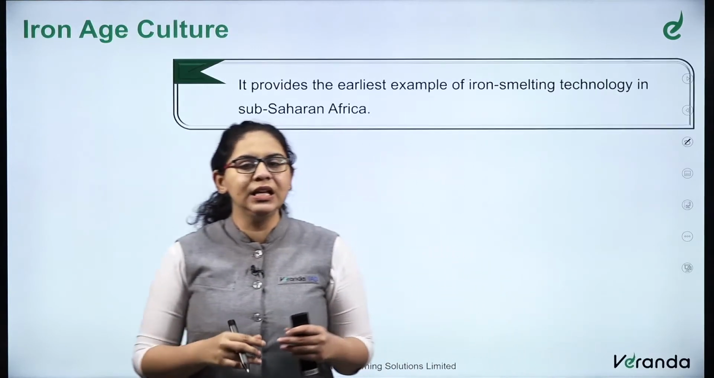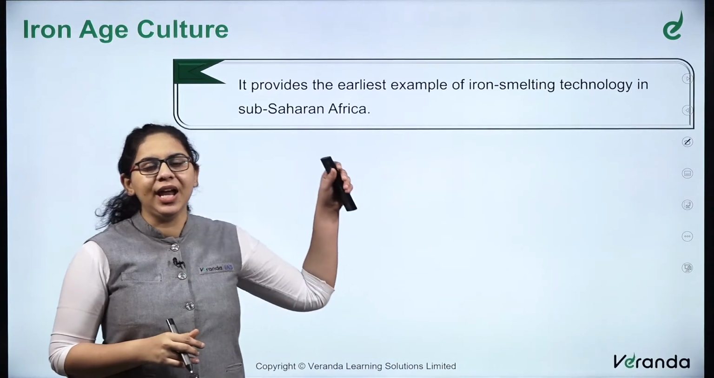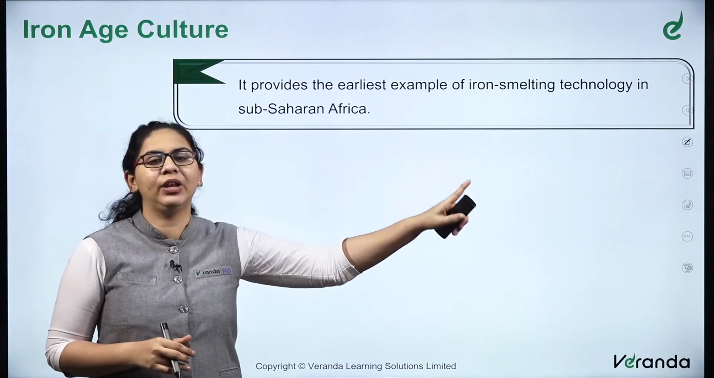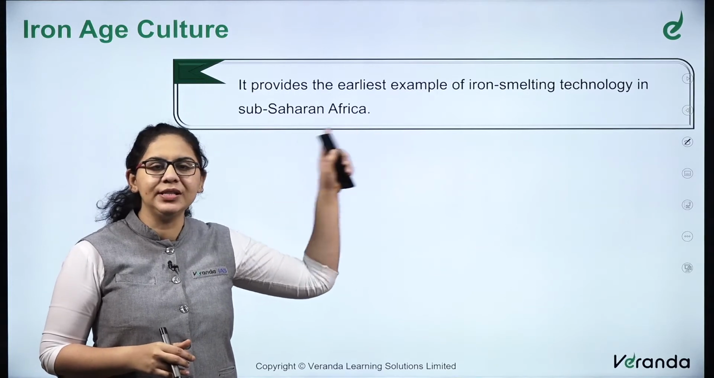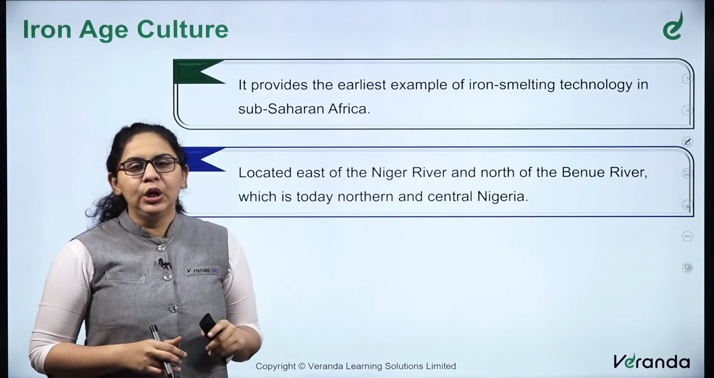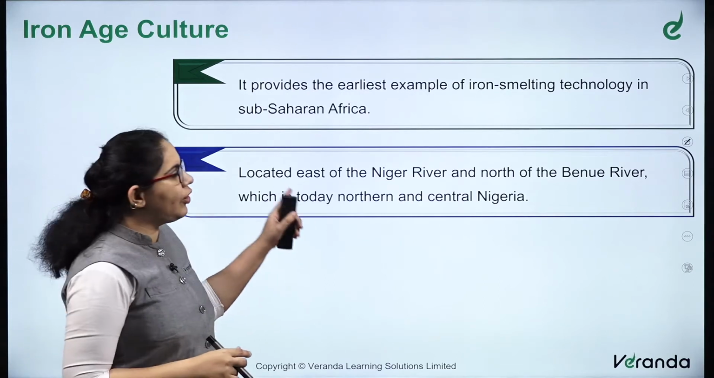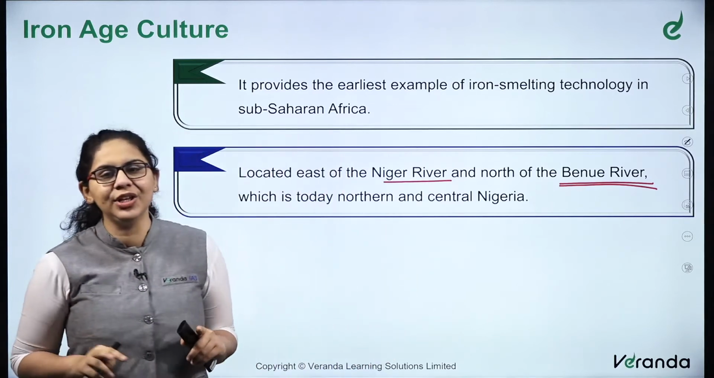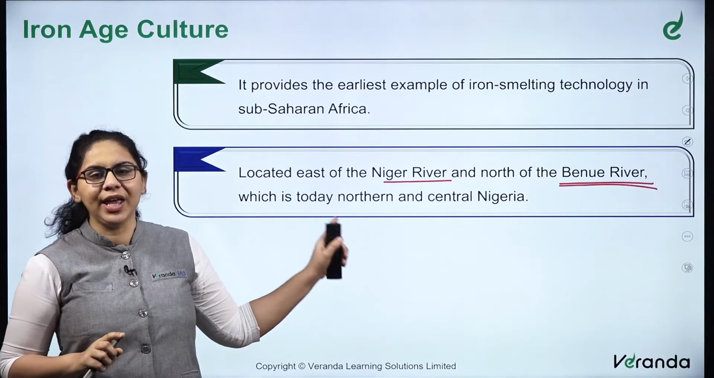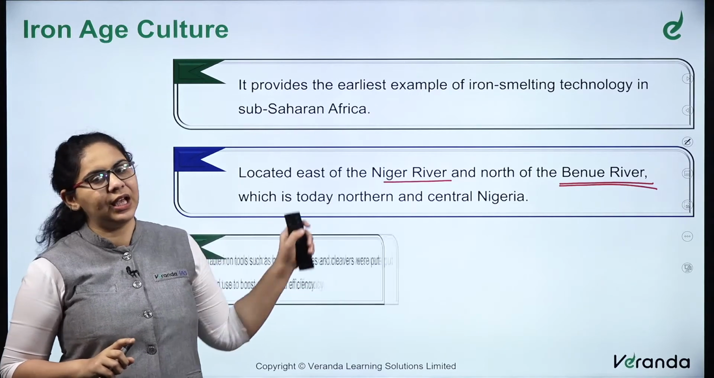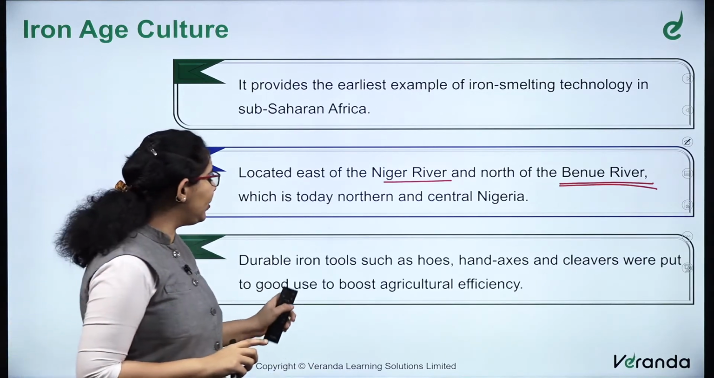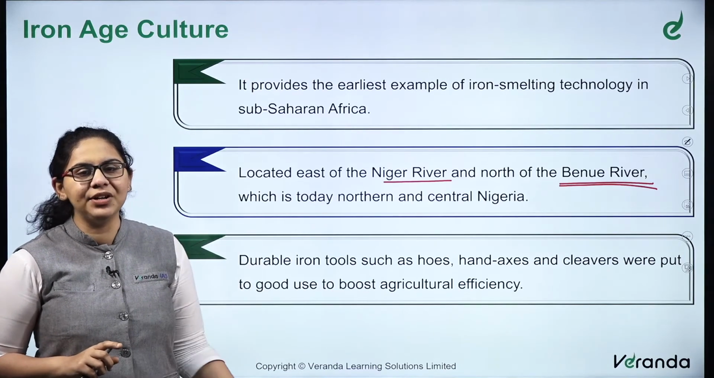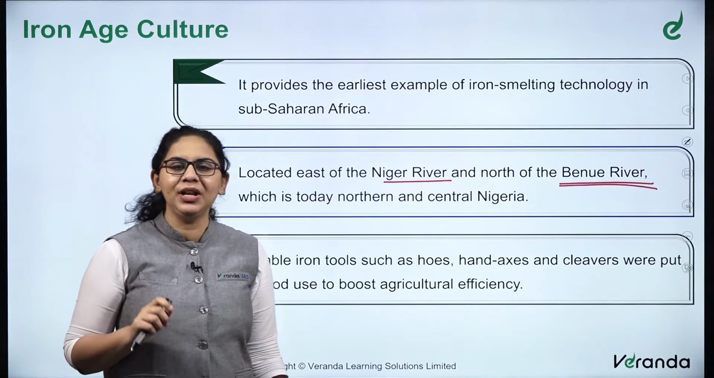Next we will move ahead. Something about Iron Age culture. It provides the earliest example of iron smelting technology in sub-Saharan Africa, not only in that area but also in sub-Saharan Africa. Located east of the Niger River and north of the Benue River, remember, two rivers, Niger and Benue River were there, which is today northern and central Nigeria, in the map you saw in the previous slide. Durable iron tools, which included hoes, hand axes and cleavers, were put to good use to boost agricultural efficiency.